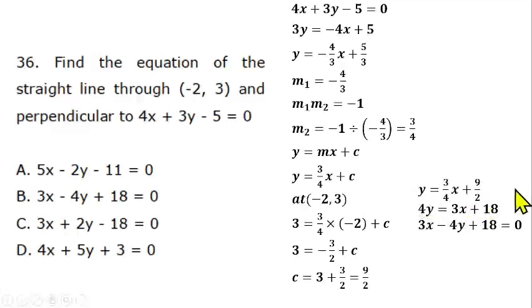So you can multiply both sides by the LCM of the denominators, which is 4. So that will give us 4y equals to 4 multiplied by this, that gives us 3x, plus 4 multiplied by this, that gives us 18. So take this one to this side. We have 3x minus 4y plus 18 equals to what? 0. So I think option B is the correct option for question number 36.